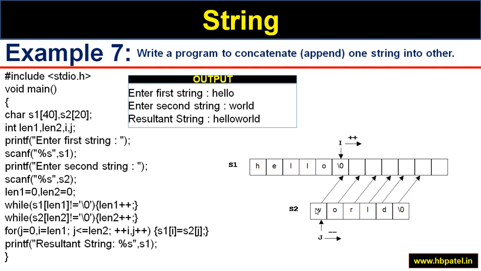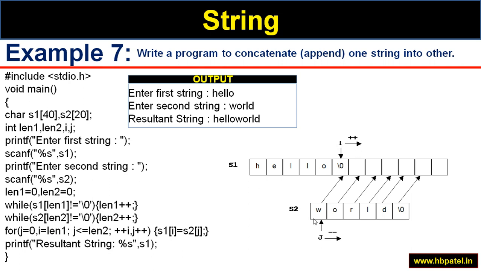The characters from S2, one by one, will be placed here. So I will be starting from length of S1 and J will be starting from 0. First I am reading S1, then I am reading S2, then I am finding length 1 and length 2. Length 1 is this, length 2 is this. Once the lengths are found, J starts from 0 and I starts from length 1.